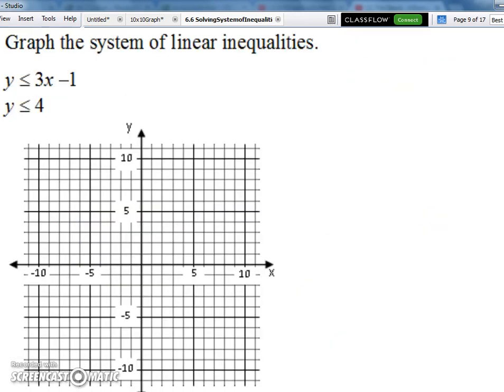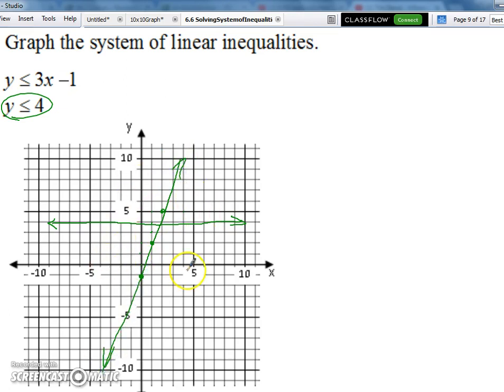And this problem is very similar. You have y is less than or equal to 4, so you have a line going across at 4. You have 3x minus 1, so it starts right there. It goes up 3 over 1, 1, 2, 3 over 1. And so you have a solid line going this way. I'm just going to do this freehand, but it looks like this.